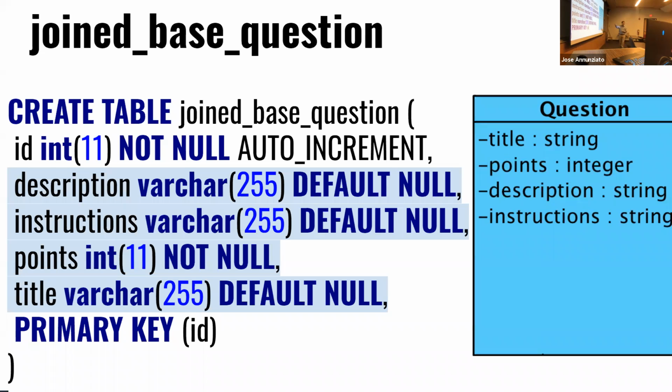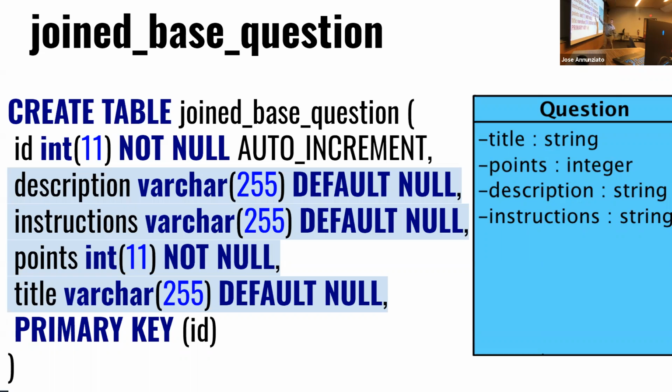In the first table, for the base question class, we're going to create a questions table. I call it joined base question, just so that we're reminded which strategy we're using, the join strategy, and which class we're creating, the question class, and that it's a base class. And we have the primary key and the auto increment. That's fine, perfect.